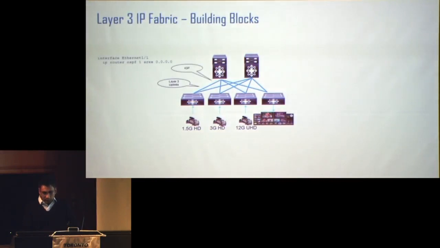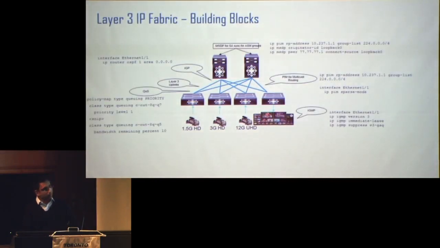So let's look at the building blocks for layer 3 IP, right? As you can see, IGMP and PIM are mainly the building blocks for multicast in an IP fabric. IGMP is the one which receivers actually use to generate interest if they want to receive a particular traffic or particular stream. And PIM is the one which does the routing of multicast on the fabric.